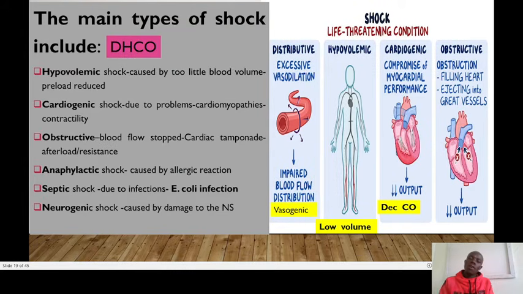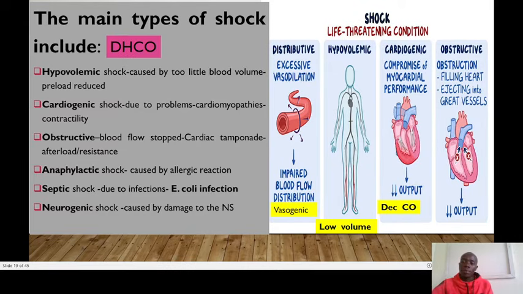So those are the 4 different stages of shock, that is, you have ICPR: initial, compensatory, progressive, and refractory stage. Now let's look at the different types of shock, and we have the DHCO. So we have 4 major types.